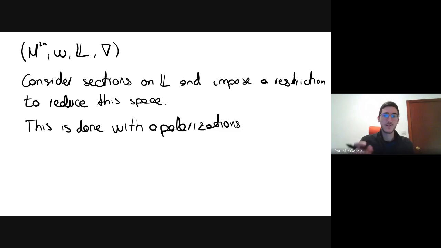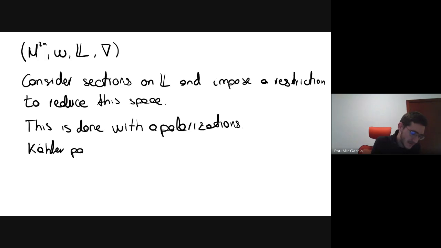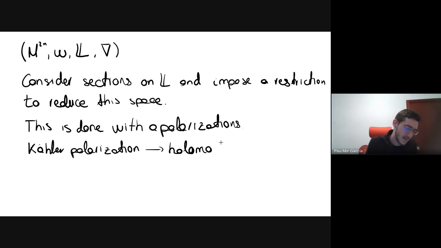Okay. So this is done with polarizations, and one could take a Kähler polarization, and then this would give us a quantization via holomorphic sections. So if we only consider sections which are tangent to the Kähler polarization, we would end up with only the holomorphic sections.